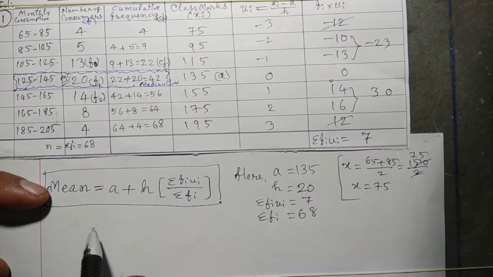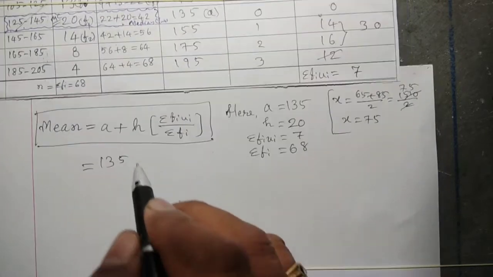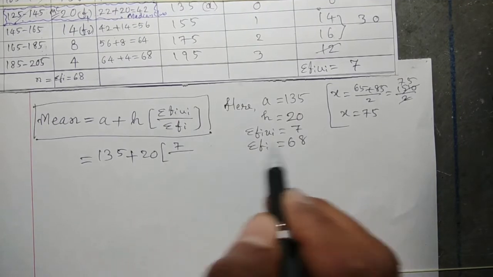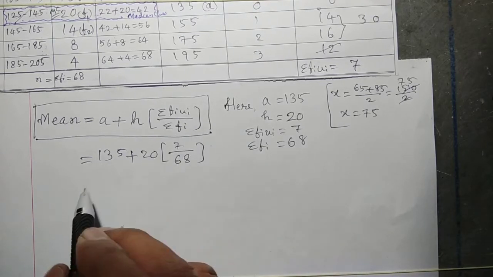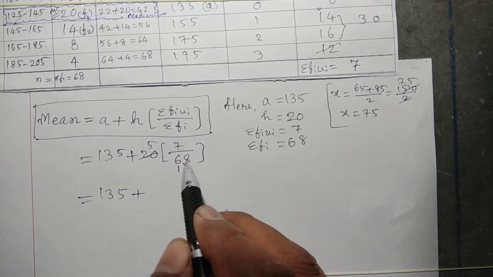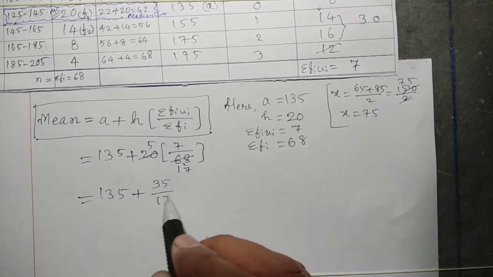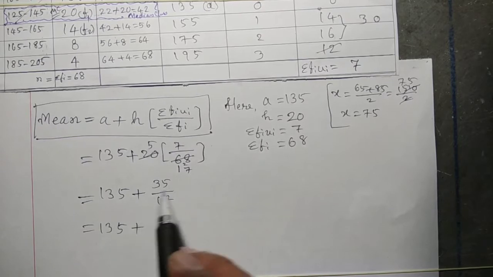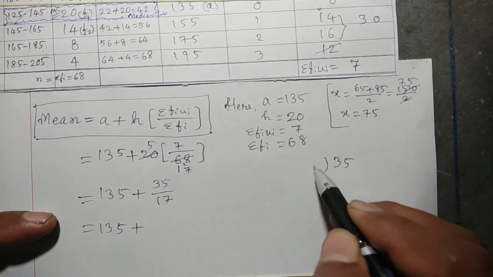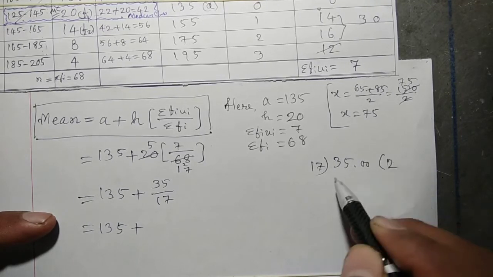Now we can find the mean is equal to 135, the value of A is 135, plus h, 20, into 7 by 68. 135 plus, 4 fives are 20, 4 ones are 4, 2 balance, 4 sevens are 28, 5 sevens are 35, by 17. 135 plus we have to divide 35 by 17. 17 ones are 17, 17 twos are 34.